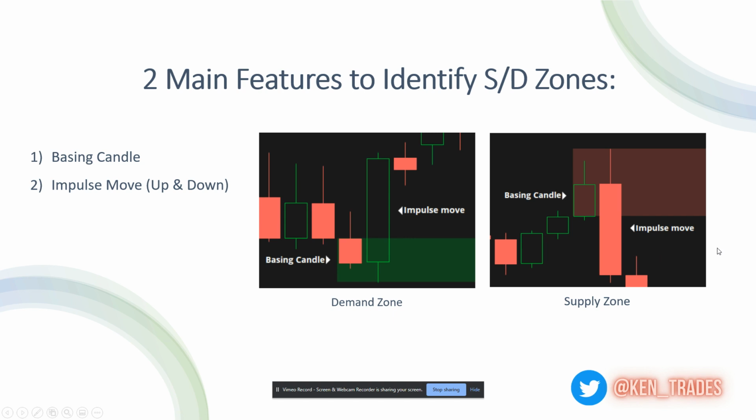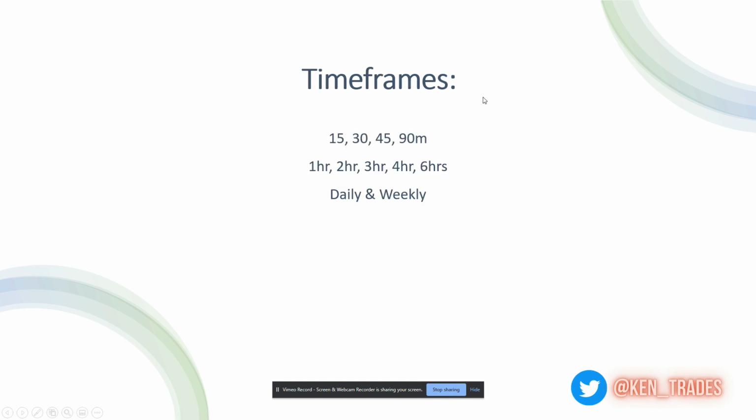Next, the time frames that I use to identify and spot them will be 15, 30, 45, and 90 minutes. So this is in the minute range. And then I'll go to 1 hour, 2 hours, 3 hours, 4 hours, and 6 hours. The most frequent ones where, in my experience, I'm able to spot these basing candles before the impulse move would be 1 hour, 4 hours, and 30 minutes.